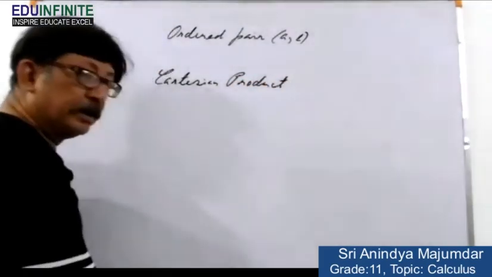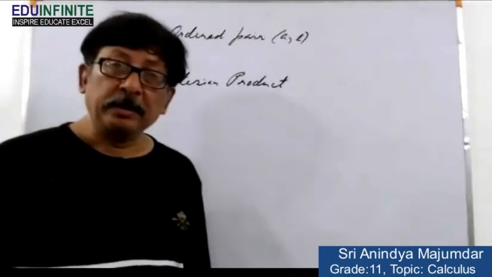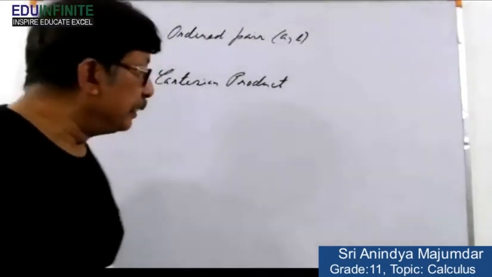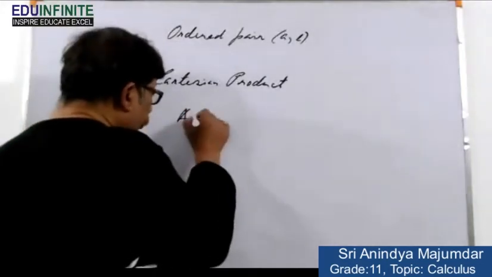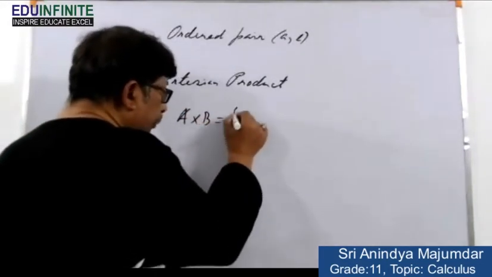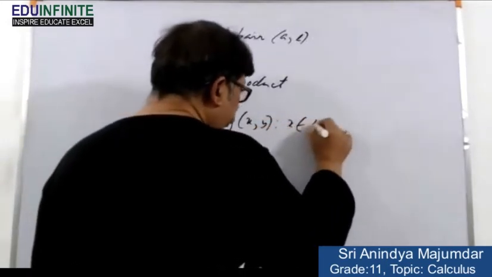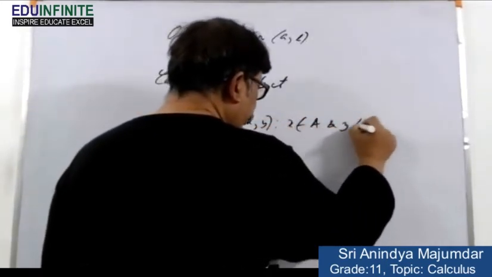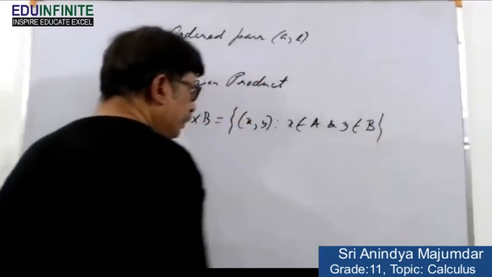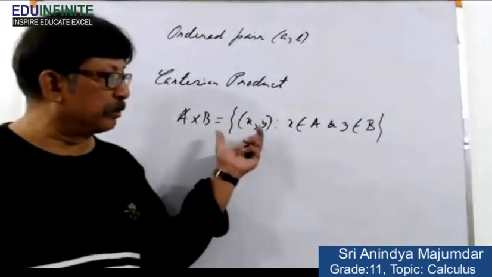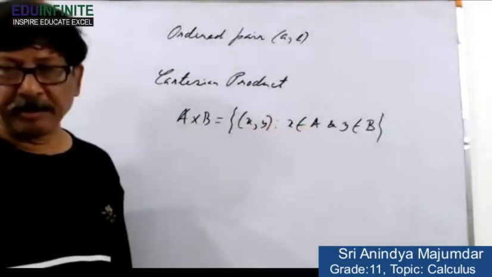Of two sets, and the restriction was that both the sets have to be non-empty sets. Then we define A cross B is equal to the set of ordered pairs (X, Y) such that X is coming from A and Y is coming from B. The Cartesian product of two sets is a set of ordered pairs (X, Y), X is coming from A and Y is coming from B.